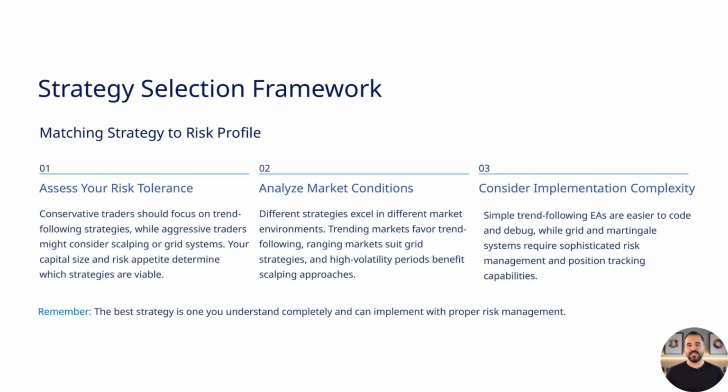With so many strategy types available, how do you decide which one fits you? The answer begins with your risk tolerance. If you're conservative, trend-following systems are generally safer. They focus on larger, steadier moves. If you're aggressive, scalping or grid approaches might appeal, but they require sharper risk management.